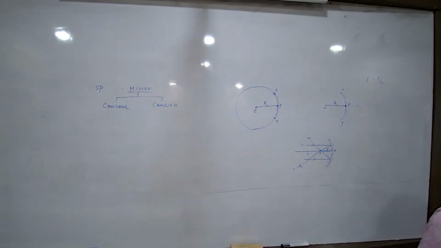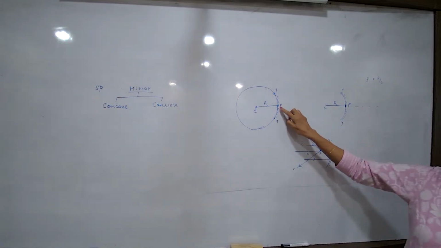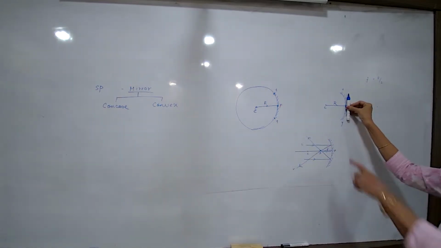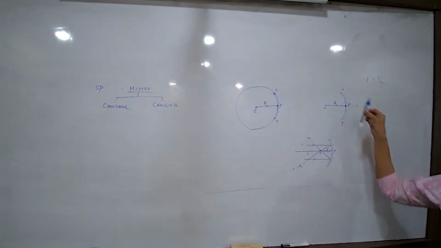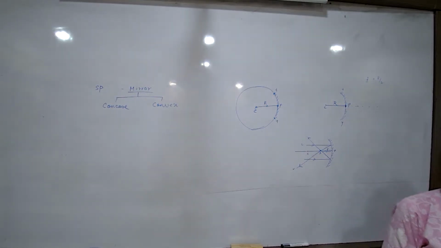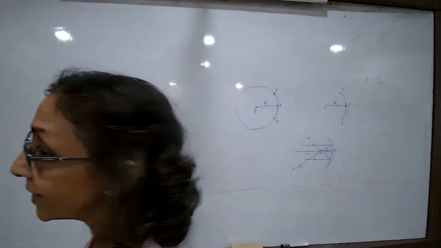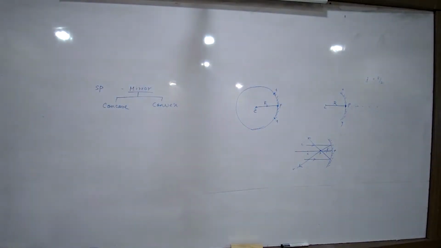Now this axis is normal to the mirror at its pole. Is that the correct point? At the pole, this is the normal. Is that okay? Fine till now? All this will be your homework: to write down all the terms so that you are familiar.